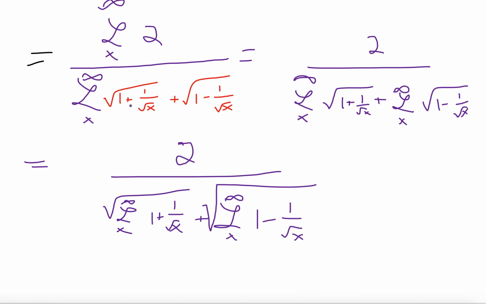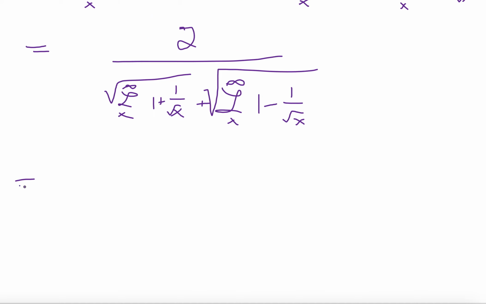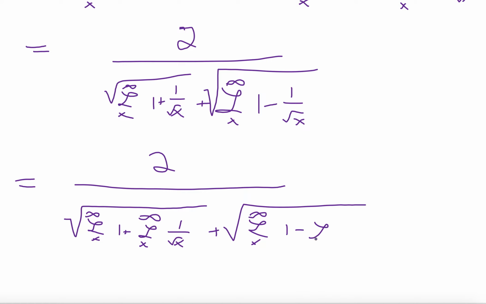And of course, you can see here that the sum rule can work out over here, and the difference rule works out over here for the limits. So we can say this is the same thing as saying 2 divided by the square root of, well, the limit as x goes to infinity of 1 plus the limit as x goes to infinity of 1 over root x, plus the other root expression, which is going to be the limit as x goes to infinity of 1 minus the limit as x goes to infinity of 1 over root x.